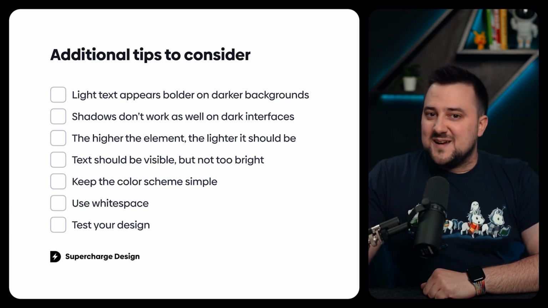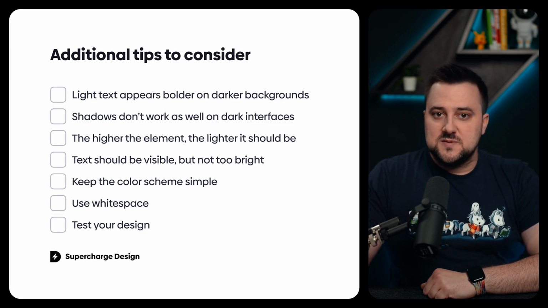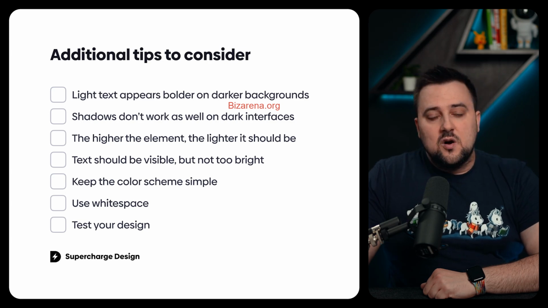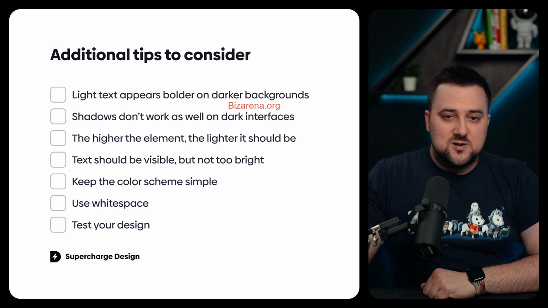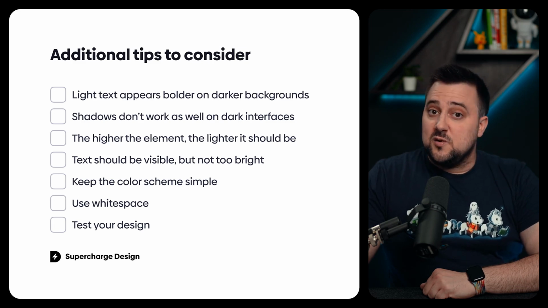As with every design trend, there are best practices to follow. Here are some additional tips to keep in mind when designing dark UIs. Use high contrast typography colors. Your text should be legible against the dark background, but don't make it too bright or you'll achieve the reverse effect. Next, keep your color scheme simple. Dark UIs work best with limited color palettes. Use white space to separate UI elements. White space can help guide the user's eye and create a sense of balance.